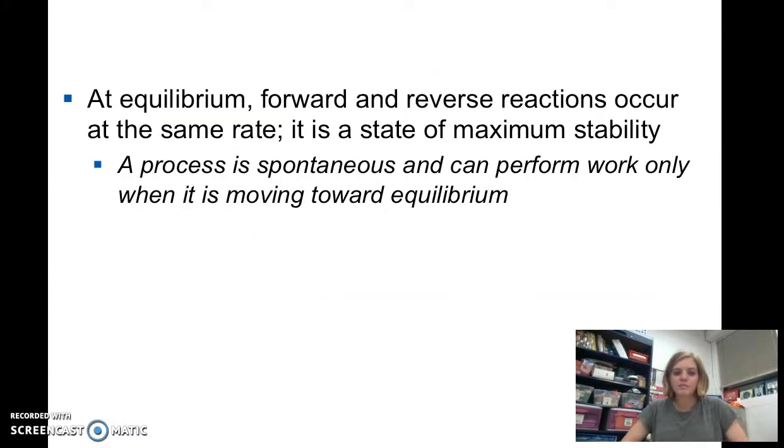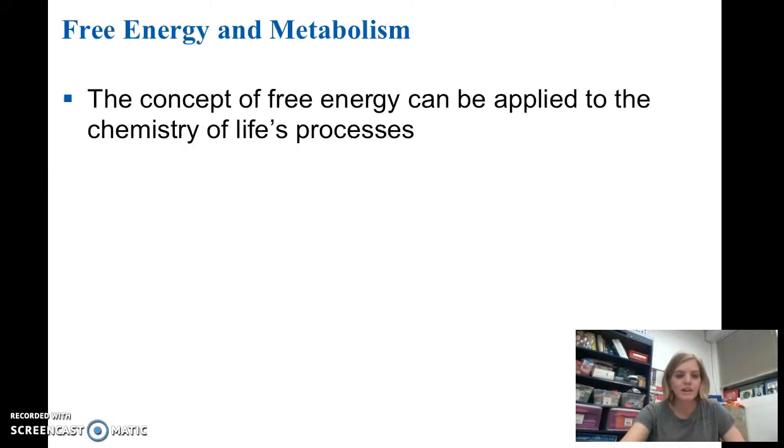At equilibrium, forward and reverse reactions occur at the same rate, and that is the state of maximum stability. So processes can only be considered spontaneous and can only perform work when they're moving toward equilibrium. And any change from equilibrium will have a positive delta G and not be spontaneous. So if it's moving in the opposite direction, away from equilibrium, then you're going to need to input some energy in order to make the reaction happen.